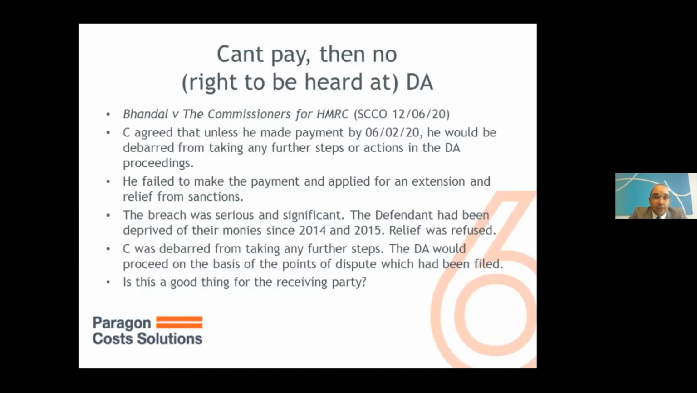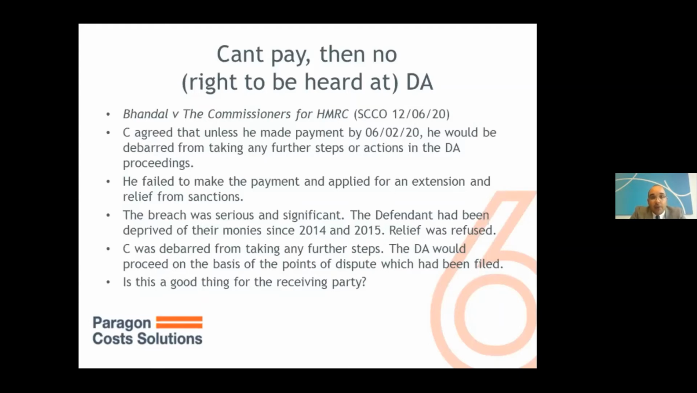for relief of sanctions. And what the court said was that this was a serious and significant breach. The defendant, in this case the HMRC, had been deprived of their money since 2014 and 2015. Therefore, relief was refused and the extension was also refused. So what it meant in practical terms was that the claimant was debarred from taking any further steps in the detailed assessment proceedings. Now, they had already filed points of dispute, so the court said, well, we will still conduct the detailed assessment based on these points of dispute, but as would normally be the case, the parties can make all submissions, the claimant will be debarred from doing so.